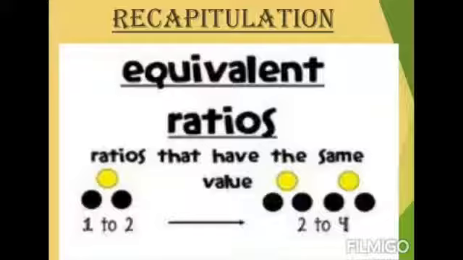This topic is equivalent ratios. Equivalent ratios can be obtained by multiplying or dividing both the terms, the antecedent and the consequent, by the same non-zero number. For example, to find an equivalent ratio of 1:2, we have to multiply the antecedent and consequent by 2. Right? So it will come 2:4. Like this process, we can find many equivalent ratios of 1:2.